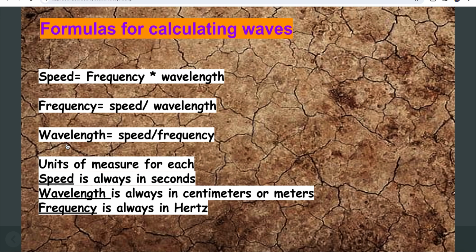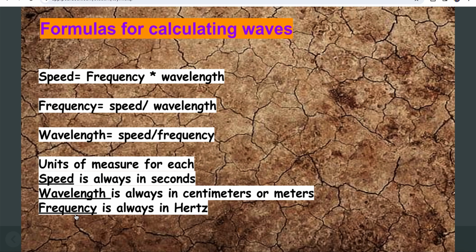And then lastly, to calculate wavelength, we need to take the speed and divide that by the frequency. Now for our units of measure for each category here, for speed, like I just mentioned, it's always going to be in seconds. It's not going to be in minutes, hours, days, or years. None of that. Seconds only. Waves move very, very fast, especially when we start going into light waves and sound waves and all that kind of fun stuff that we're going to be diving into in the next few units. And for wavelength, like I just mentioned, centimeters or meters, it will tell you in the problem itself.